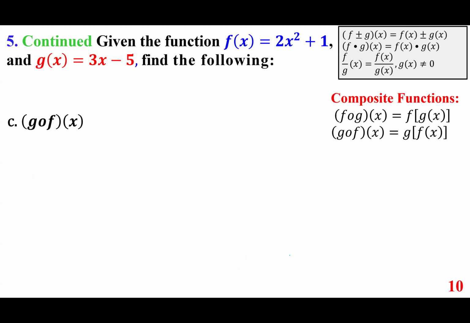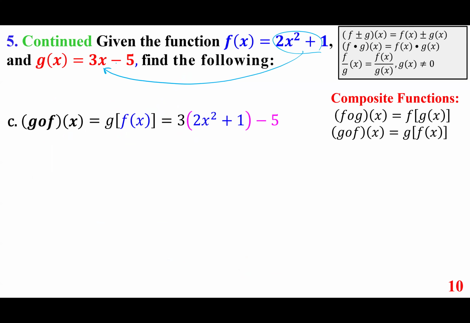Now we want to find g of f of x, meaning replace the x in g of x with the function f of x. That's the meaning of it. So 3 times 2x squared plus 1 minus 5. So this is 6x squared plus 3, and 3 and negative 5 is negative 2. The final answer is 6x squared minus 2. Very straightforward, everybody.